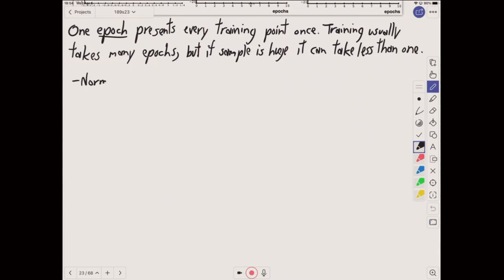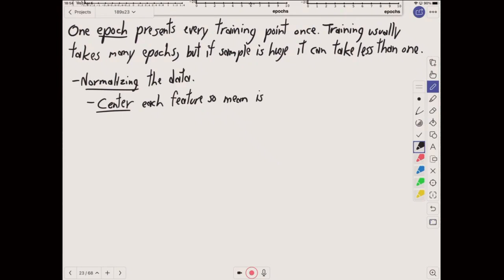I want to briefly talk about normalizing the data, and this is something you've been doing from time to time all semester long. But let me say a few words about it. Just a reminder of what we mean when we talk about normalizing the data. First of all, we center each feature so that its mean is 0. And then scale each feature so that the variances of all the features are the same. Usually, we pick a variance around 1.